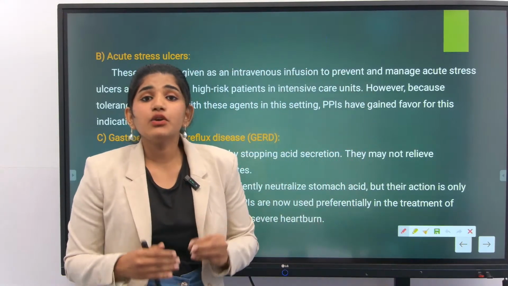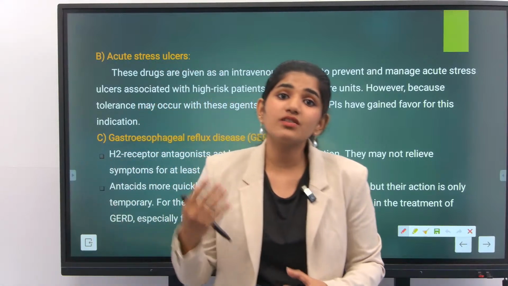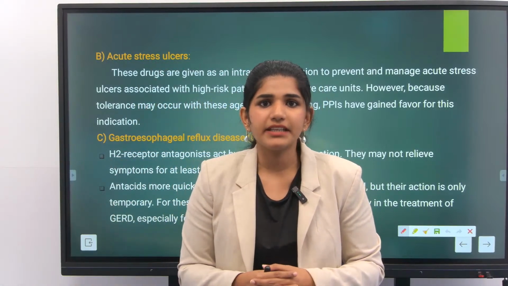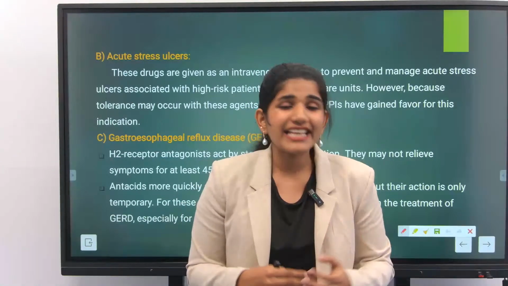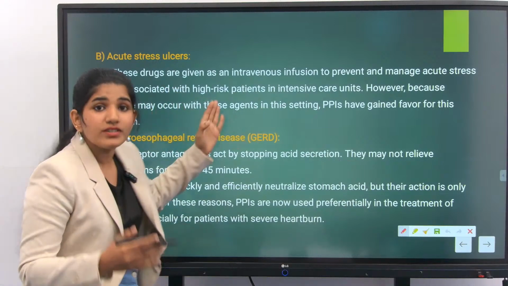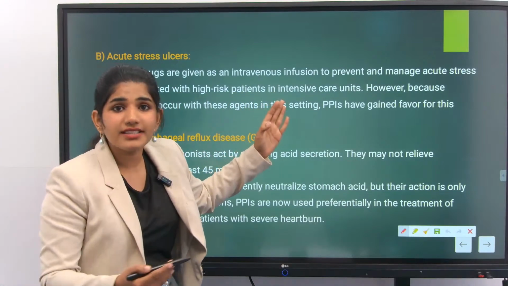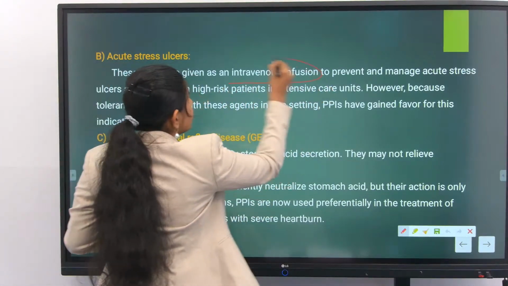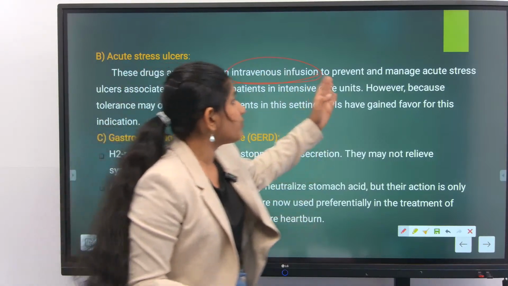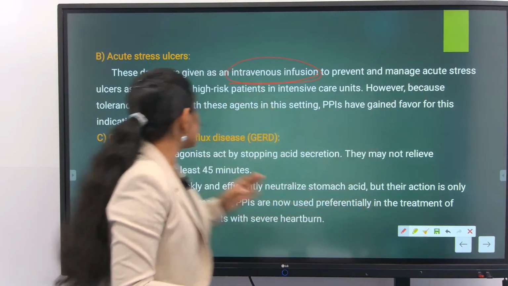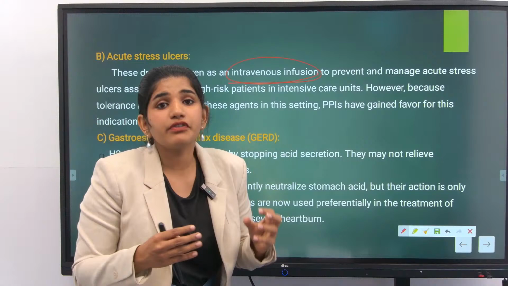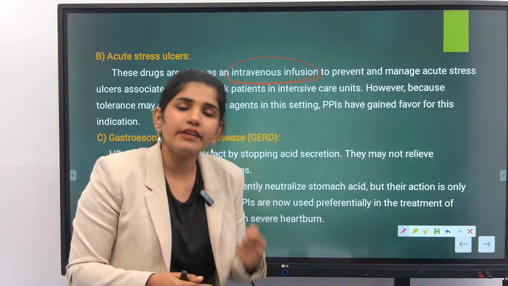The next one is acute stress ulcers. How does an acute stress ulcer come about? It comes from accidents, traumas, severe burns or something else. In such a condition, we can experience acute stress ulcers. How are the drugs given? As an intravenous infusion, to prevent and manage acute stress ulcers. Also in high-risk patients, especially patients in intensive care units, we can give this as an IV infusion.